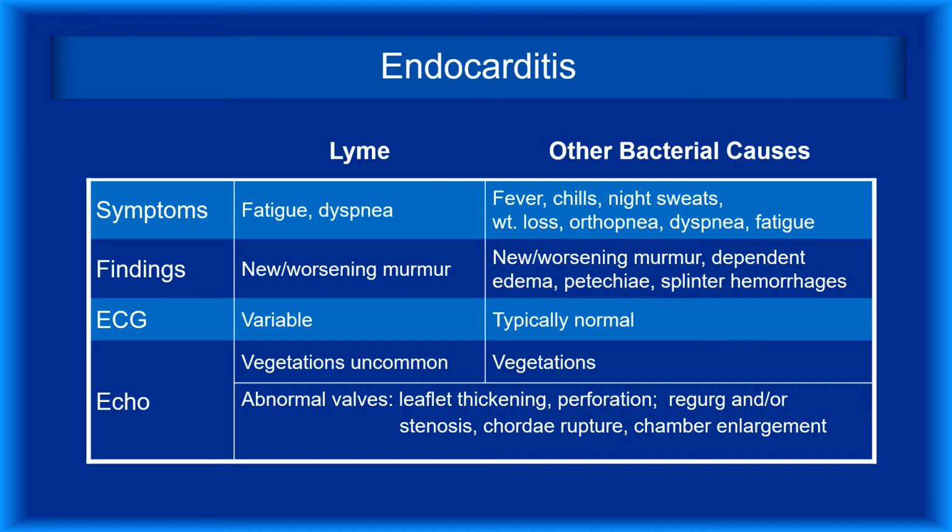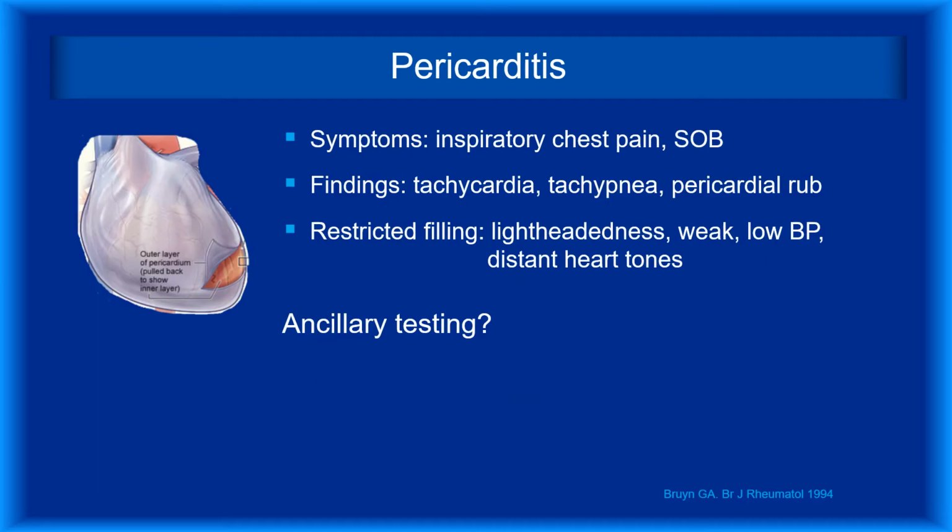Because there may be an associated conduction abnormality, the ECG in Lyme endocarditis may be abnormal. Valvular vegetations, common in cases of endocarditis due to other bacteria, have not been mentioned in clinical reports of Lyme carditis. The inflammation associated with Lyme pericarditis can prevent the normal gliding movement between the two pericardial layers.